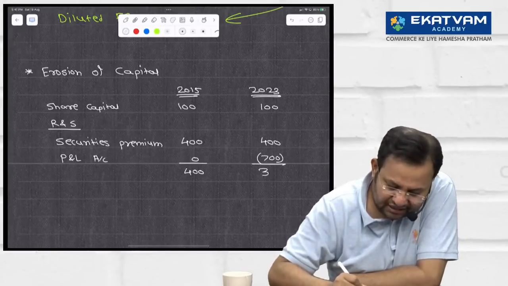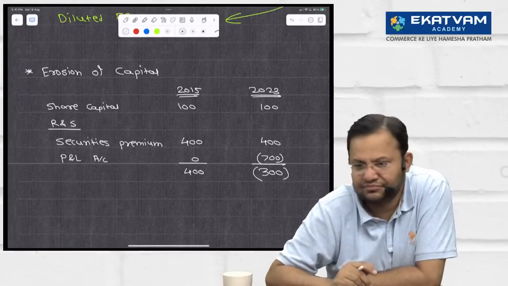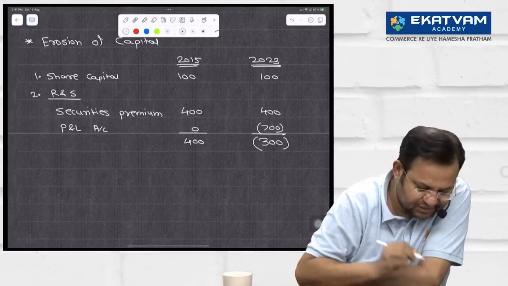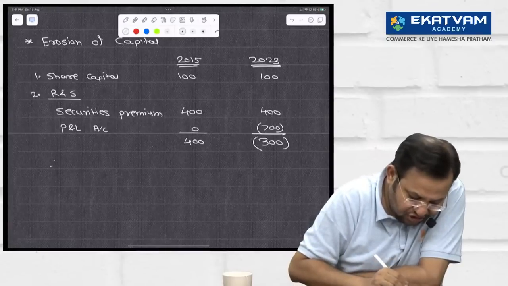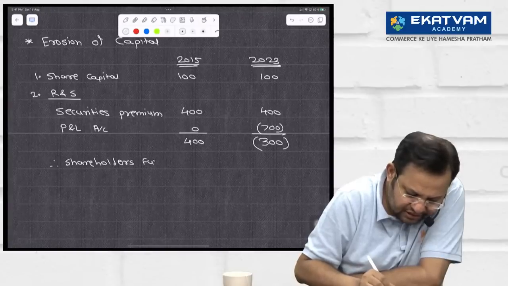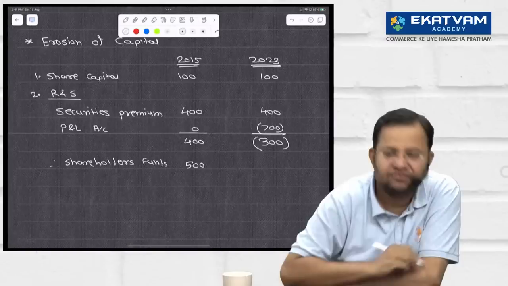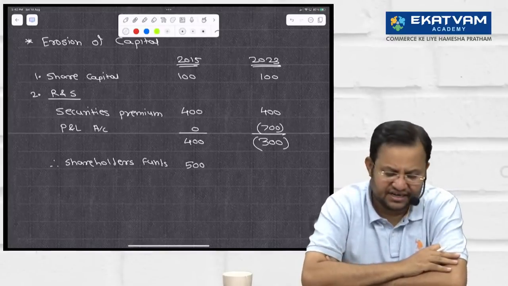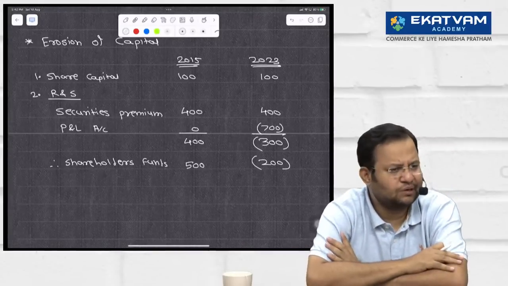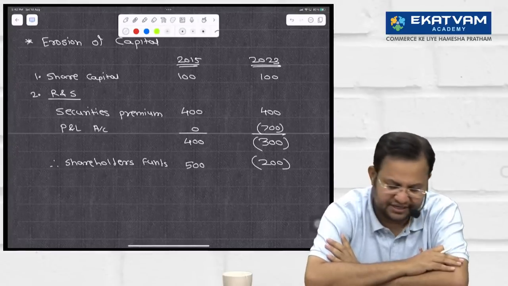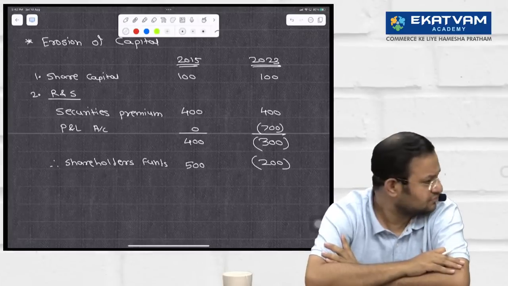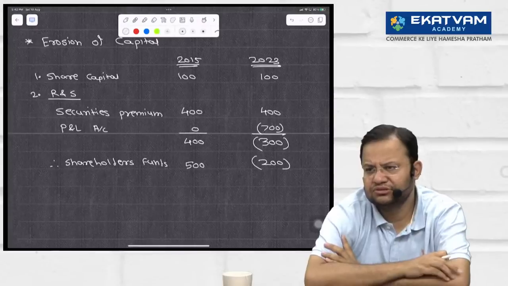Overall reserves are 300 in bracket. Did you understand the 300? I'm not saying total of all. This is share capital, this is reserves, and therefore shareholders' funds. This is as per book value. Shareholders' funds were how much? 500 earlier. That 500 has become negative 200. Have you understood negative 200? Reserves are negative 300, right? Shareholders' funds, which were positive 500, have become negative 200. Did you understand?